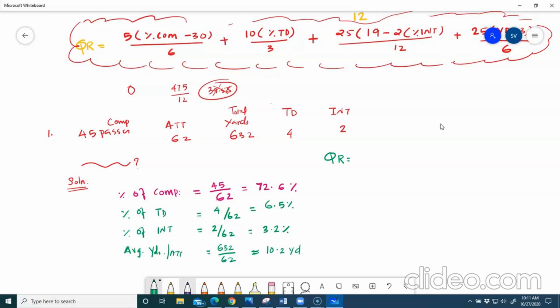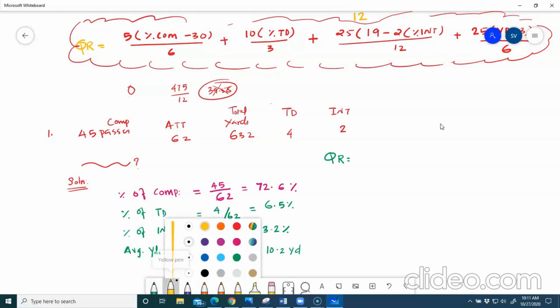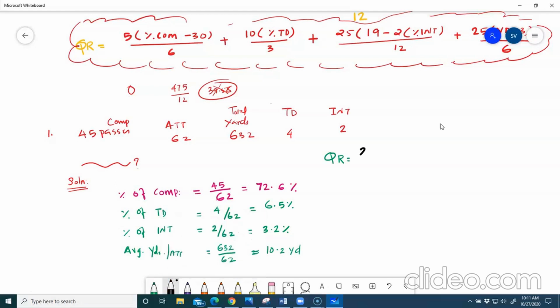Quarterback rating is equal to 25 plus 10 times percentage of completion plus 40 times percentage of touchdown minus 50 times percentage of interception plus 50 times yards, over 12. This is the equation.